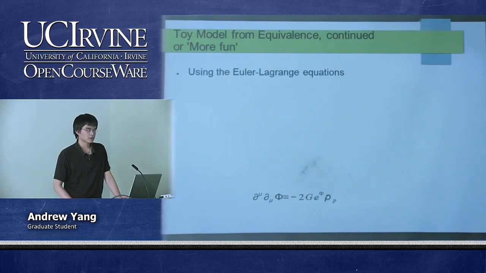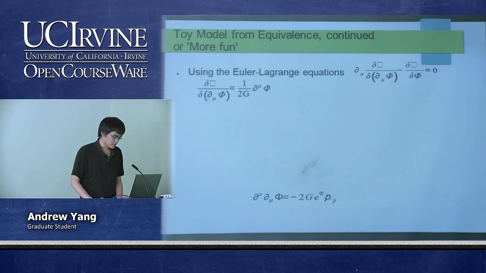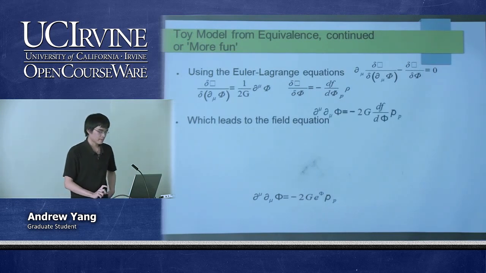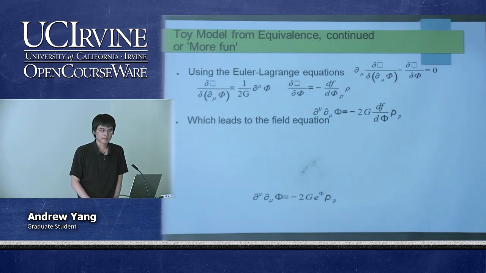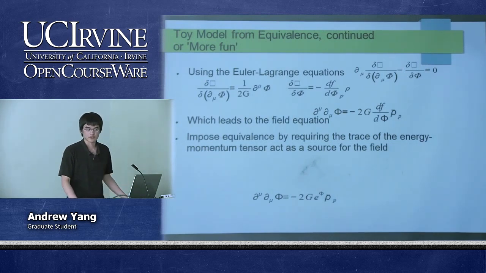So if we use the Euler-Lagrange equations, we can get something resembling basic equations of motion. And again, those boxes are supposed to be script L's for the Lagrangian densities. If we go through the Euler-Lagrange equations really quickly, we can get a relationship between the phi and the coupling. And this is where the equivalence comes in, because we're going to require that the energy momentum tensor can itself be a source for the gravitational field.